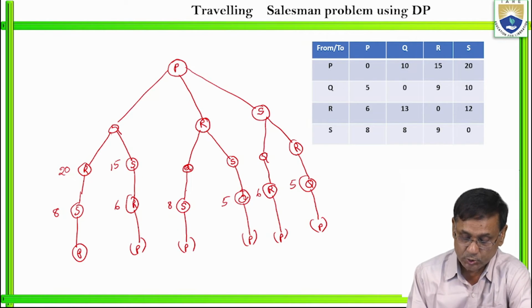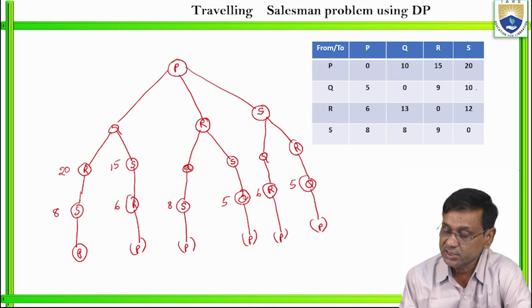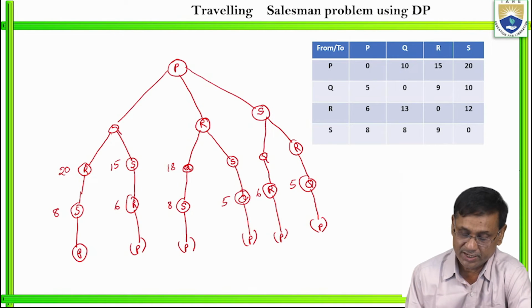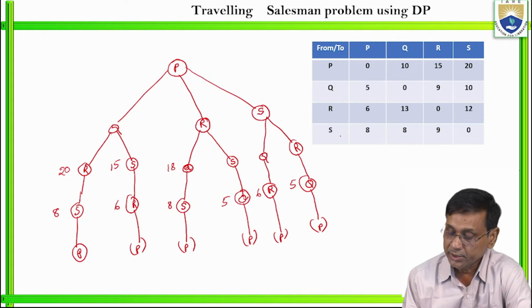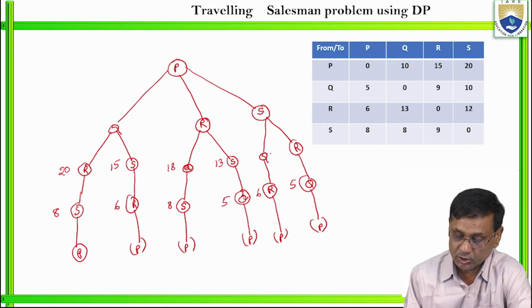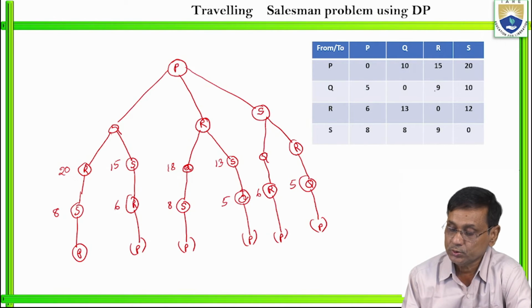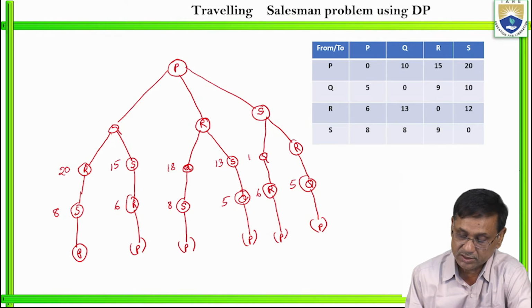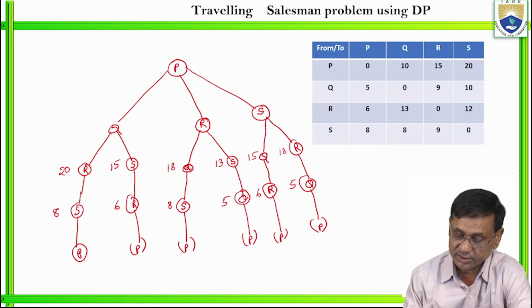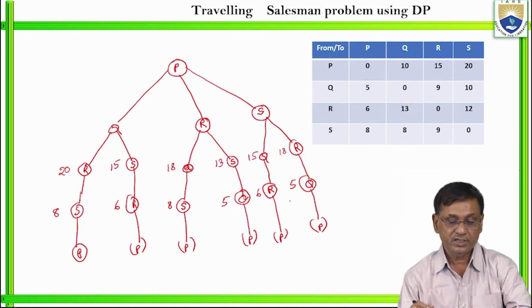Next, Q to S. Q to S is how much? 10. So this distance is 18. Then S to Q. S to Q is 8, so 5 plus 8 is 13. Then Q to R. The distance Q to R is 9, so this is 15. Then R to Q. R to Q is 13, so this distance is 18. So like that we can find the distances.